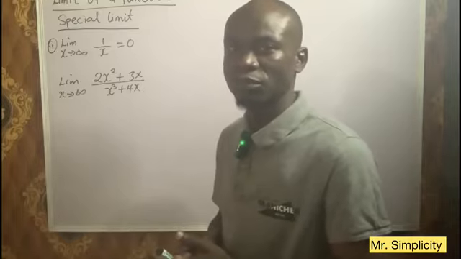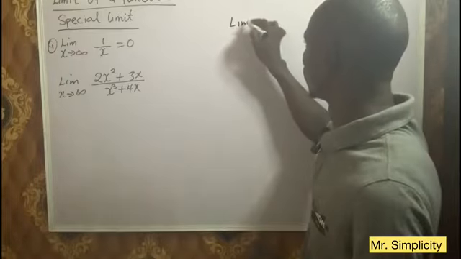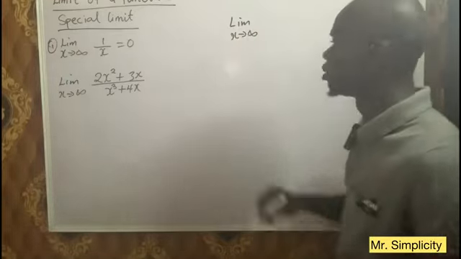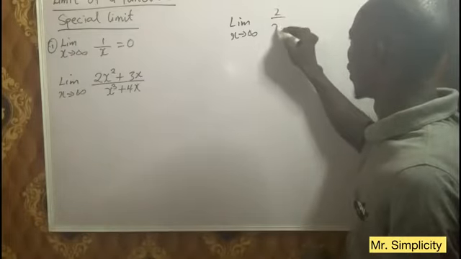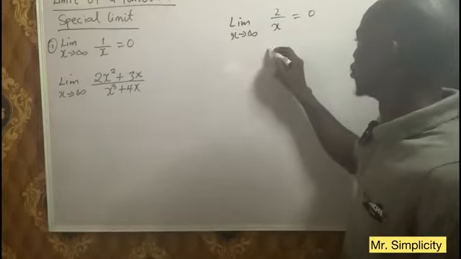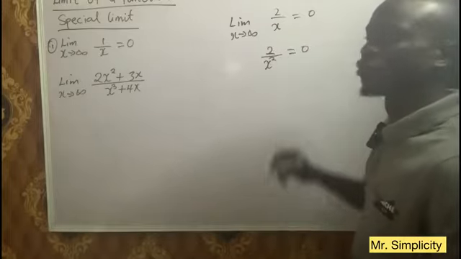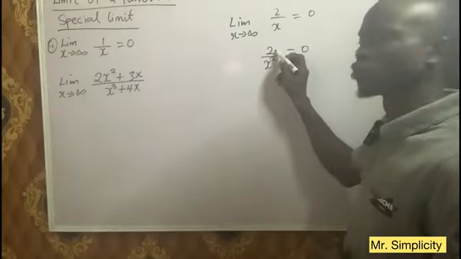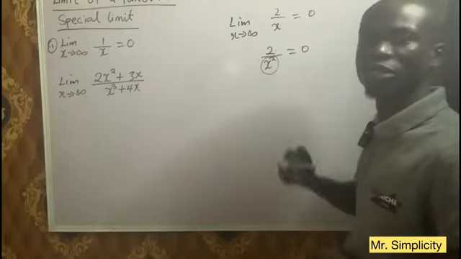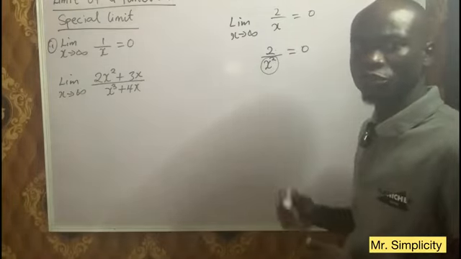Do you understand? The limit means that if I arrive at something like this, provided that x tends to infinity, and I see something like 2 over x, it will give me 0. If it is 2 over x squared, it will give me 0. As long as it's a constant at the numerator and a polynomial at the denominator, it is equal to 0. That is what this rule is saying.